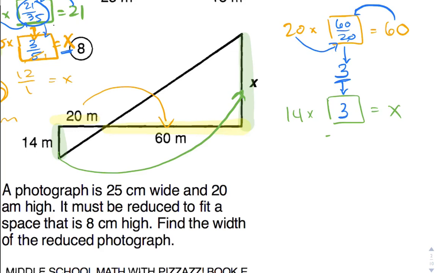14 times 3 will give me my x. 14 times 3, that's 10 times 3 is 30, and then 4 times 3 is 12. So I'll call that 42 equals x. So x here is 42 meters. Good? Again, pause, rewind if necessary.